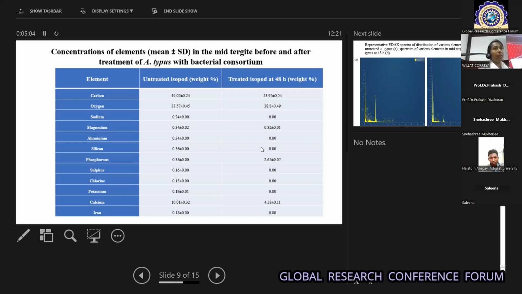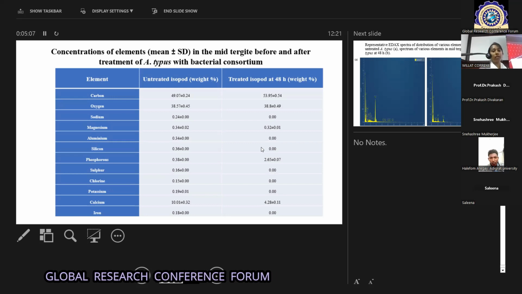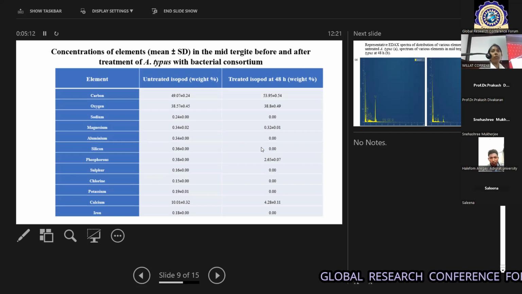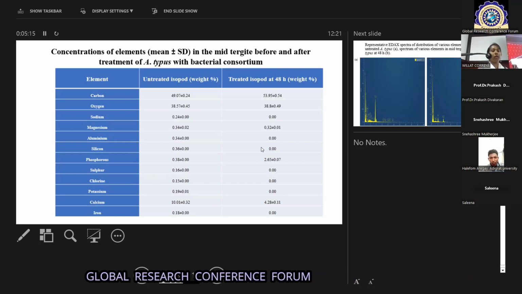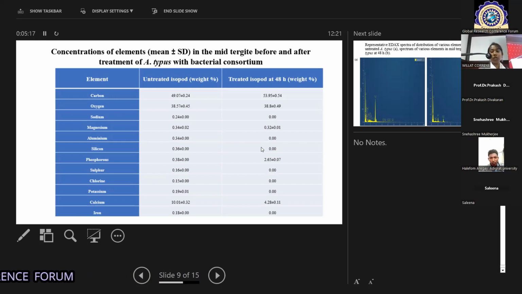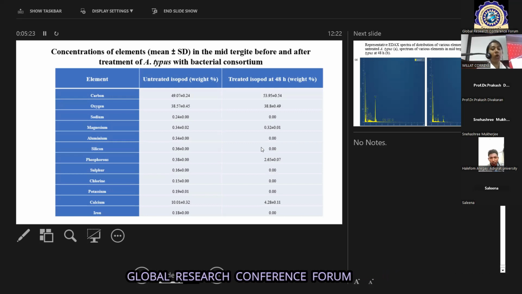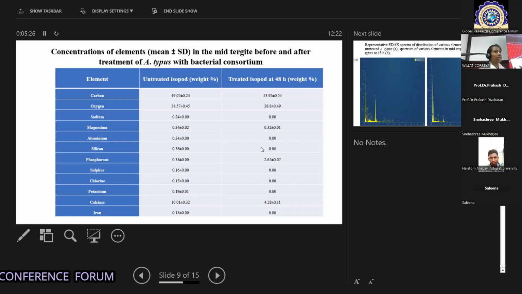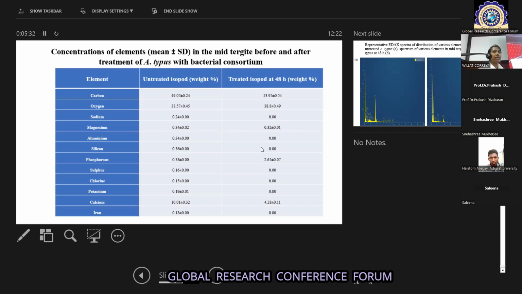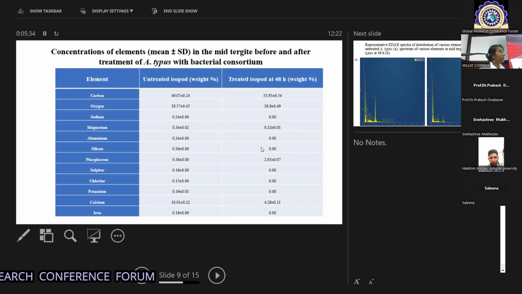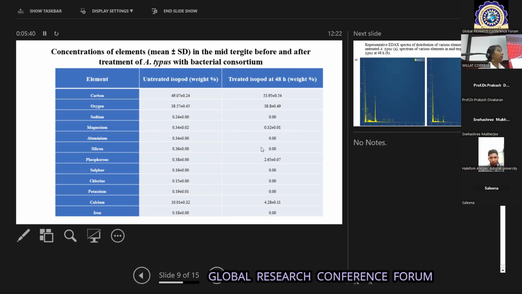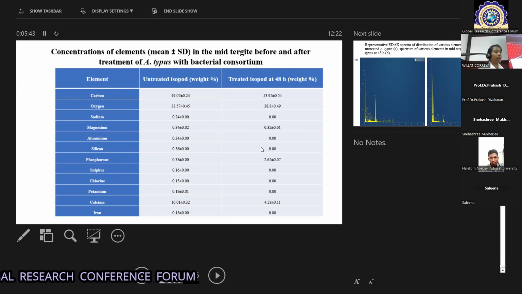After treating the parasites with this bacterial consortium, the carbon content has increased to 53.95%, and this may also be due to the presence of the bacteria on the exoskeleton of the parasite. And the calcium content, which is a major component present in the untreated isopod, has decreased to 4.28%. From this result, it has been proven that the consortium contains a bacterium, Klebsiella pneumonia, which has urease enzyme activity, and because of that enzyme, the calcium carbonate present in the exoskeleton has been depleted.